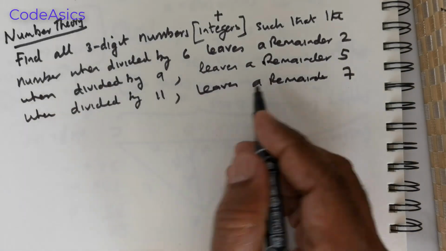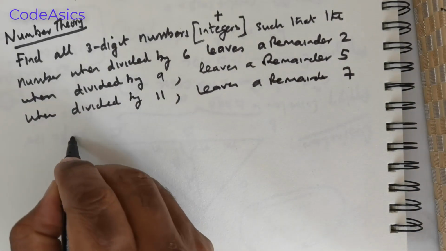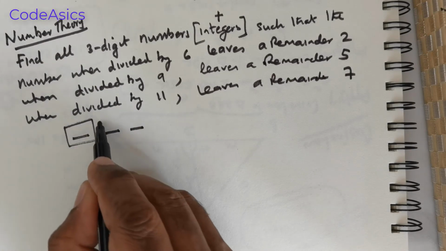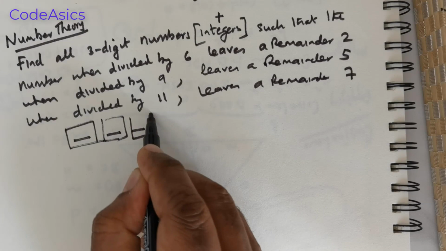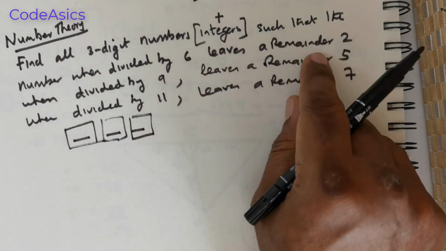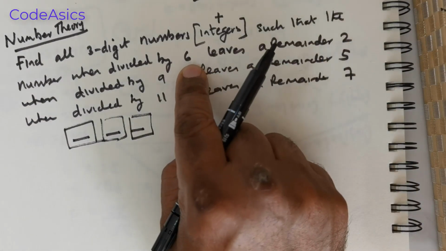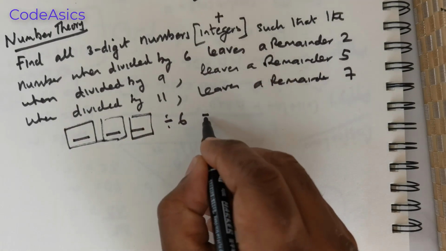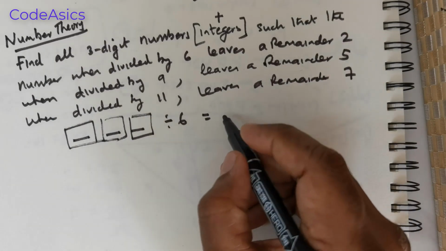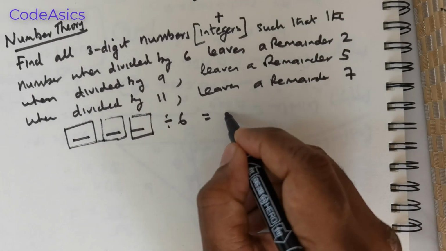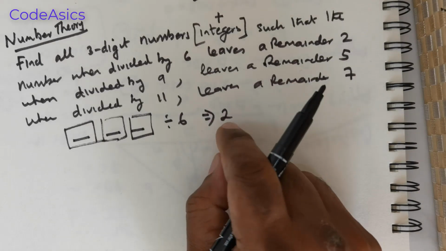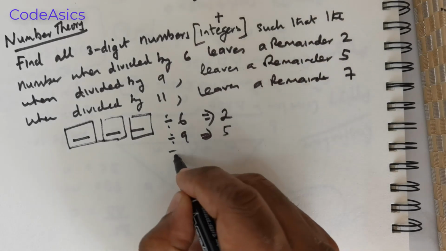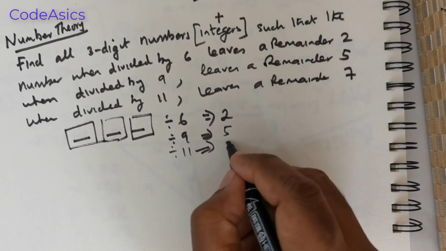Now you can clearly see why I said it's a beautiful question. So you are expected to find a 3-digit number, right? Such that when you divide this number by 6, you should produce the remainder as 2. When you divide by 9, you should produce a remainder 5. When you divide by 11, you should produce a remainder 7.